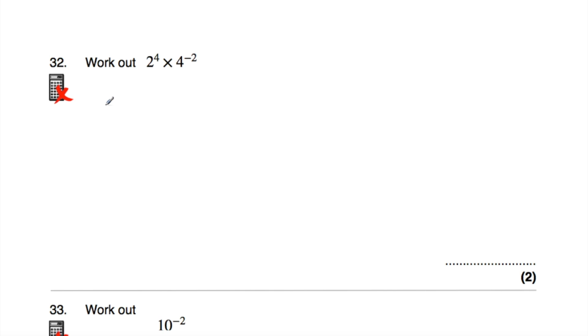So question number 32, we've been asked to work out 2 to the power of 4 multiplied by 4 to the power of negative 2. So let's work out each one separately. So I'm going to start off with 2 to the power of 4. Well, that's going to be 2 times 2 times 2 times 2. And 2 times 2 is 4, times 2 is 8, times 2 is 16. Okay, so 2 to the power of 4 is 16.